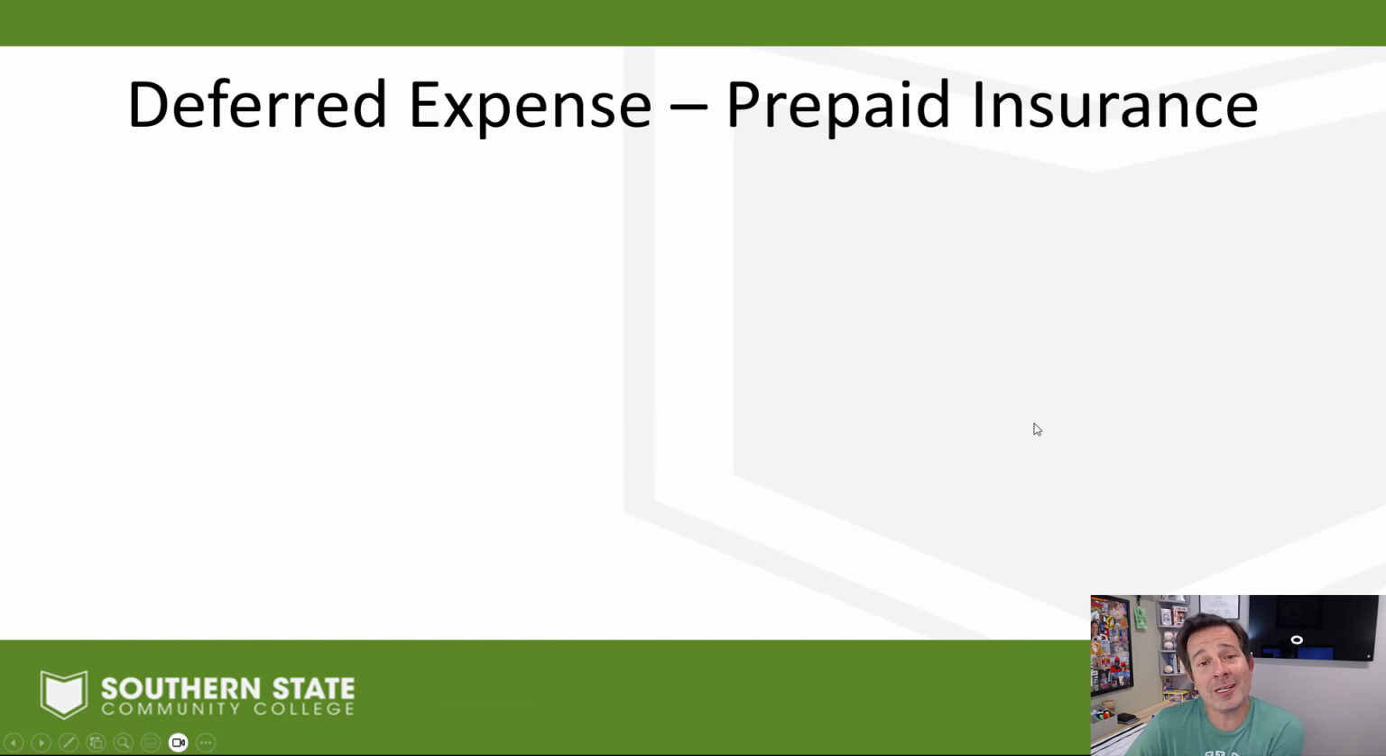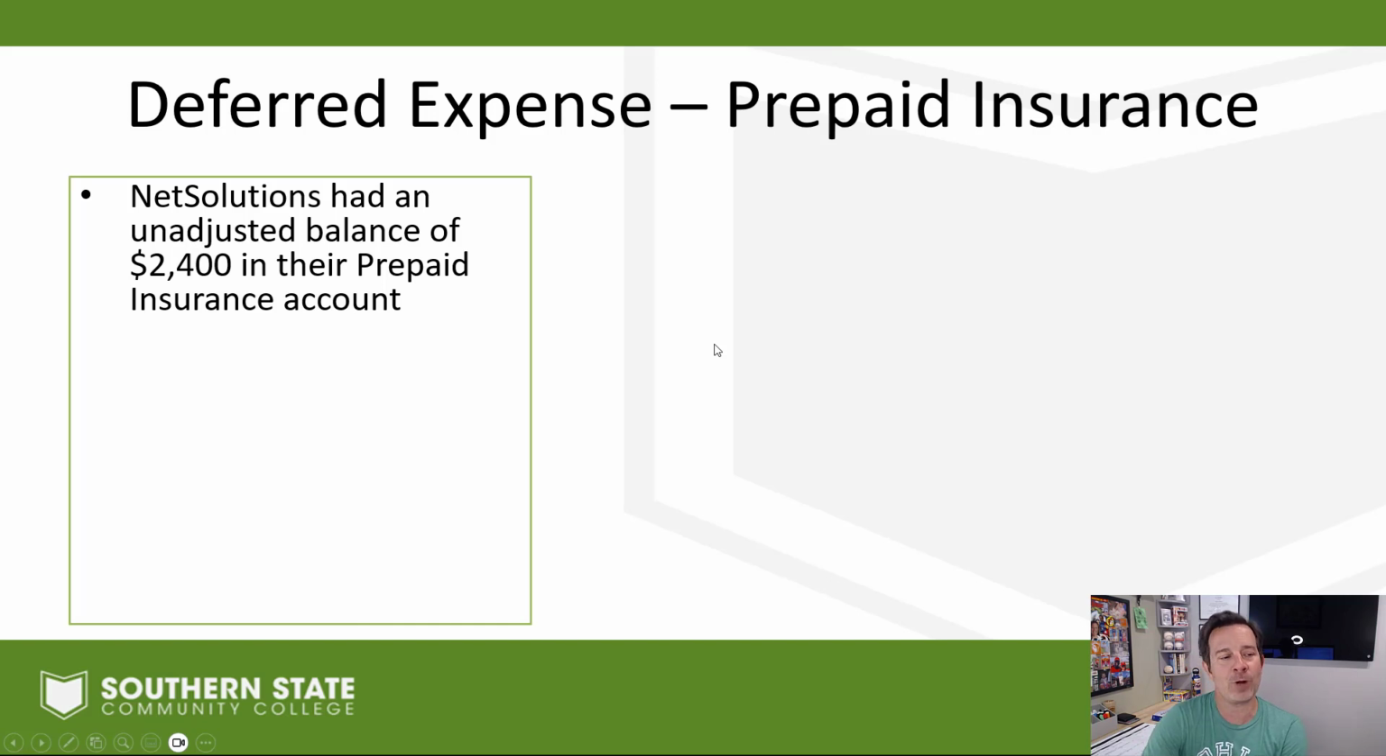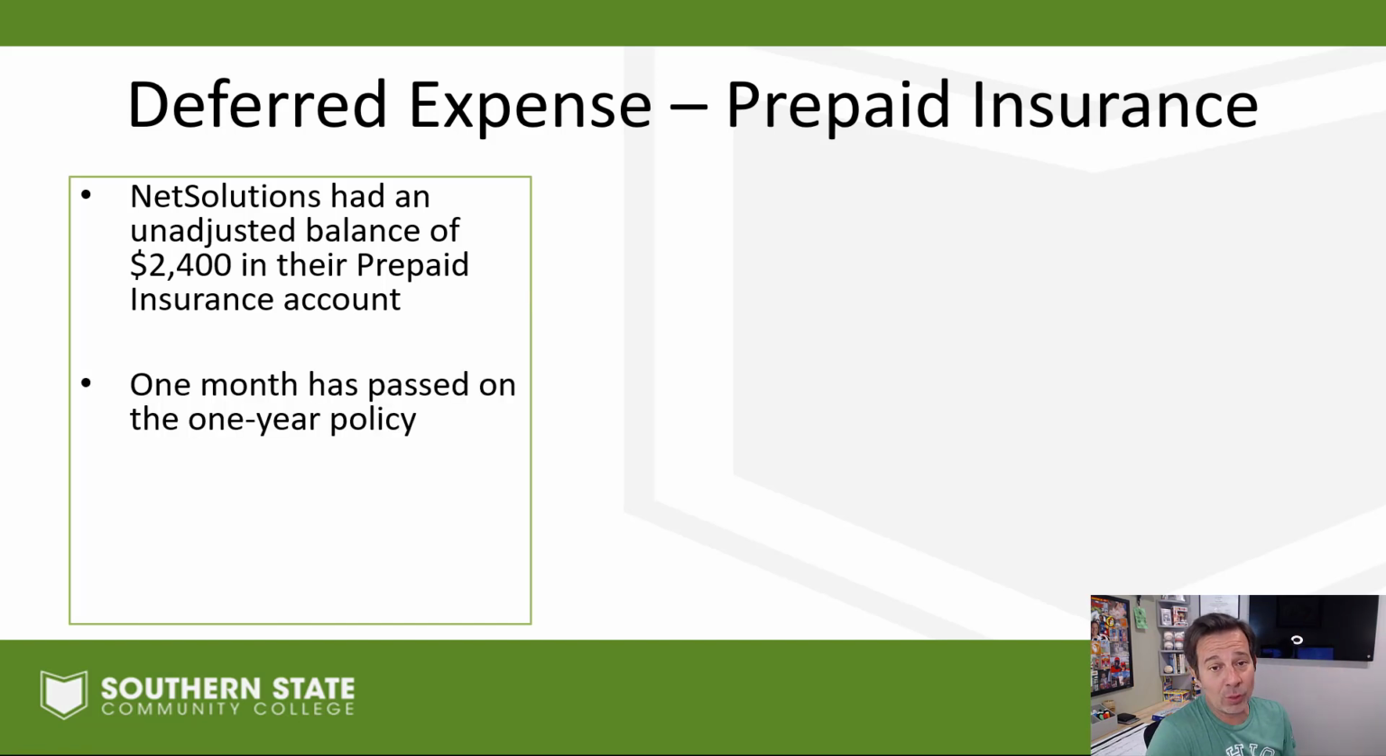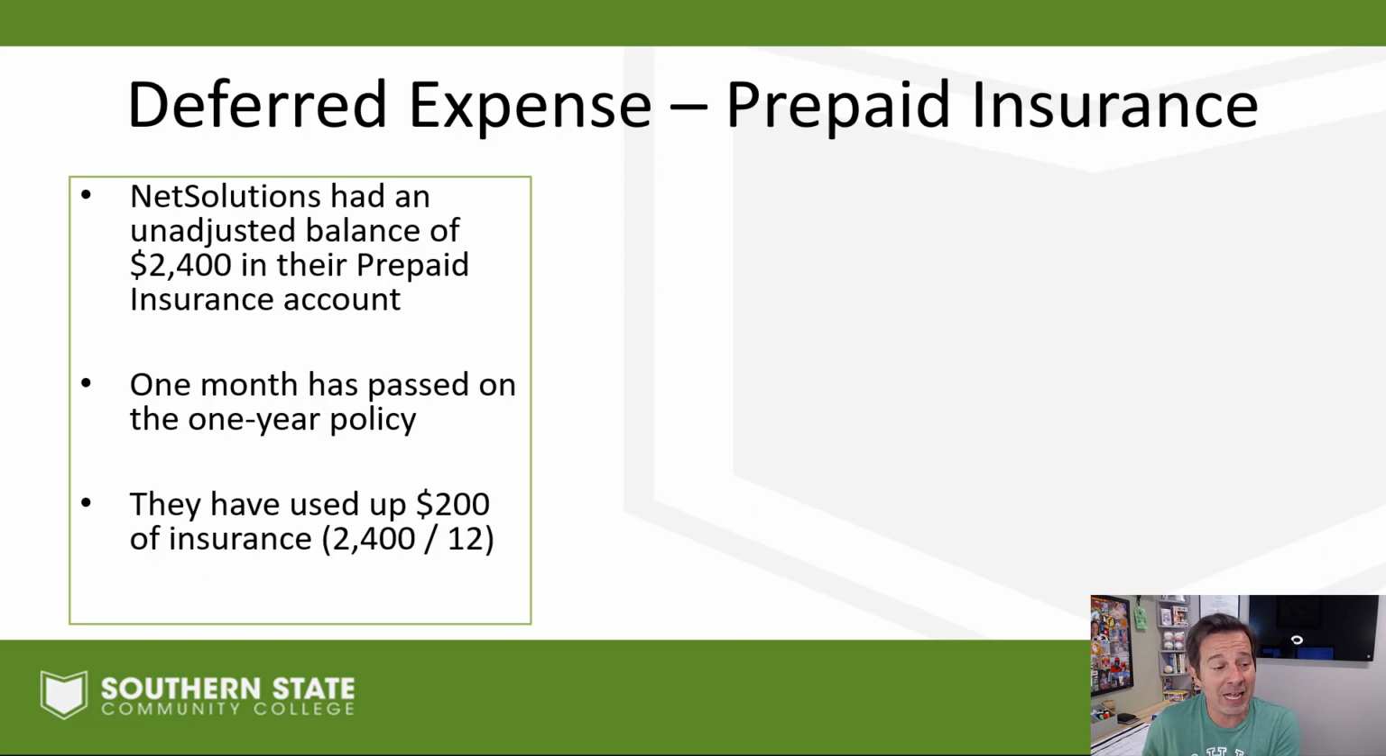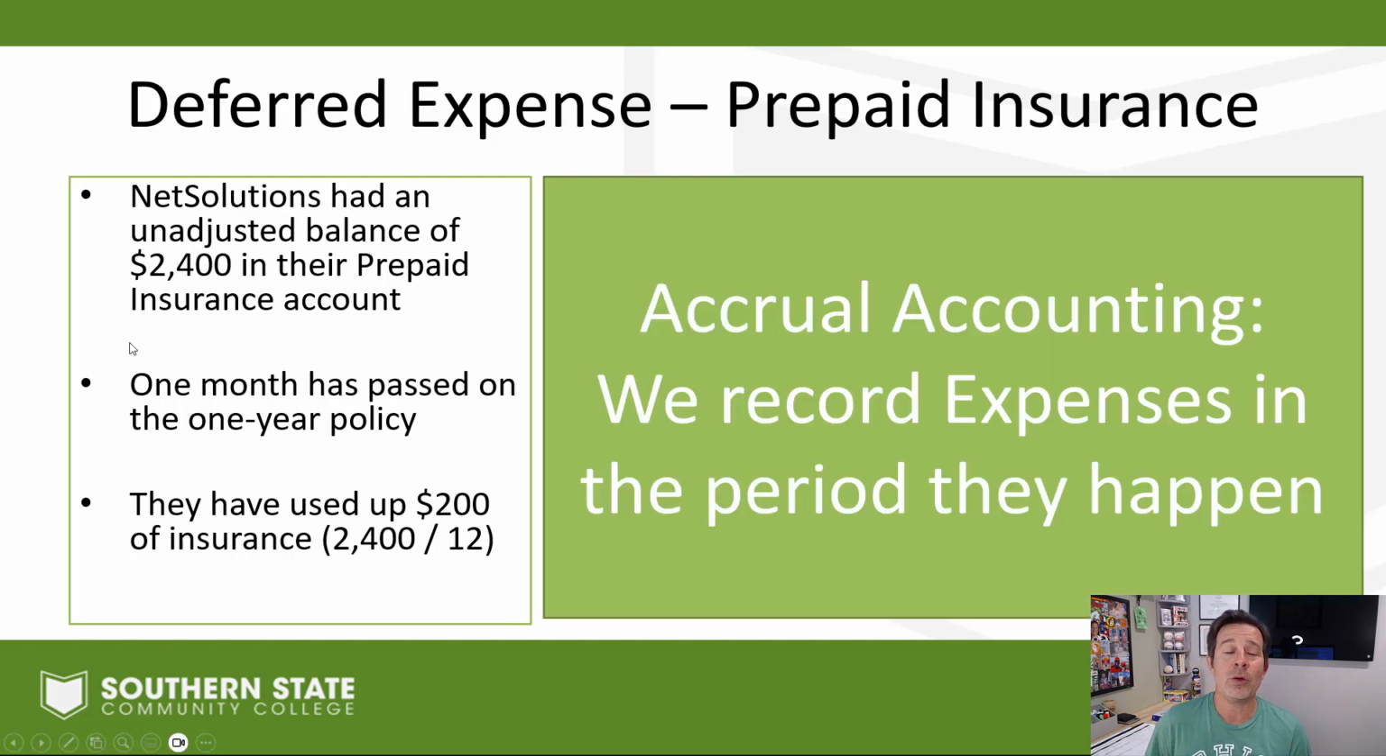Another example that we see a lot are prepaids. We prepaid an expense: prepaid insurance, prepaid rent, prepaid phone card, whatever the case might be. We paid the expense up front. Net Solutions had an unadjusted balance of $2,400 in their prepaid insurance account. One month has passed on the 1-year policy. So now instead of having 12 months of insurance, we have 11. We have to record an entry to reflect the fact that we've used up 1 month, or $200 worth, of that insurance policy. Again, in accrual accounting, we record expenses in the period they happen in.